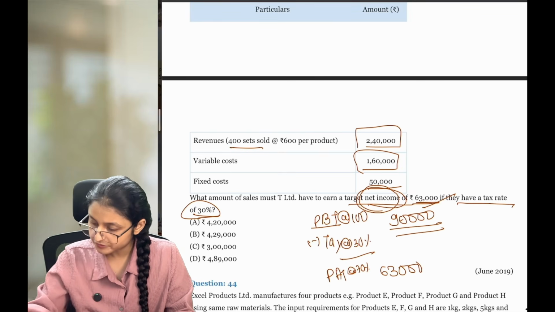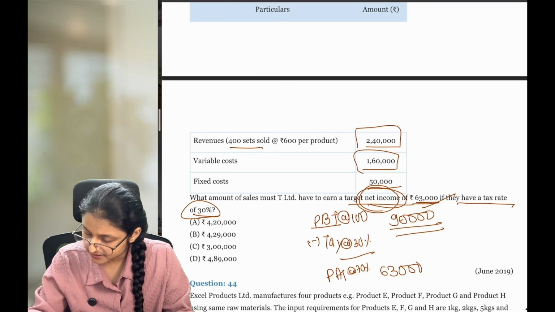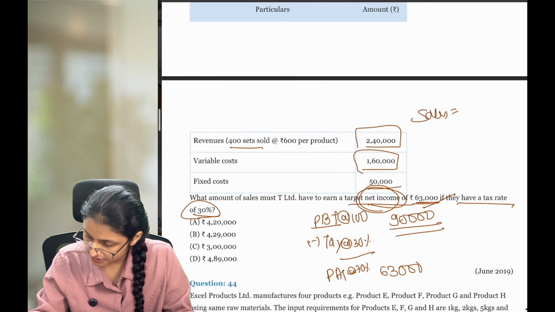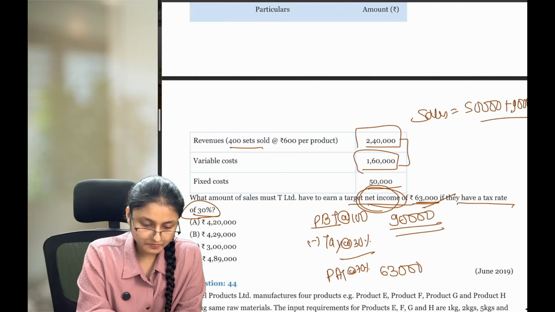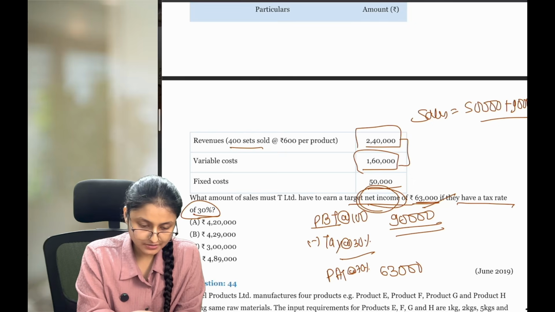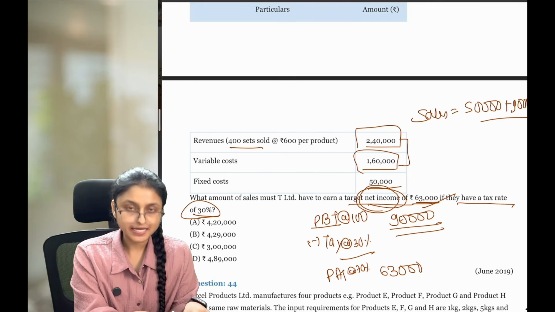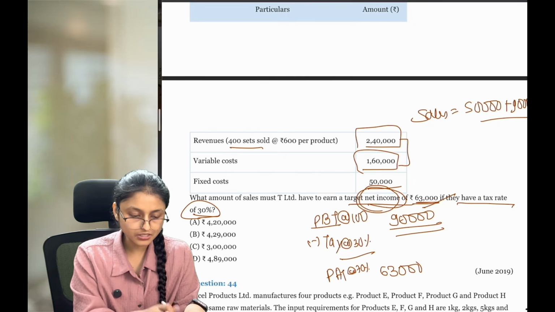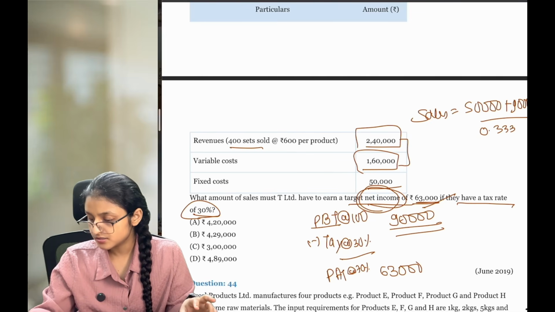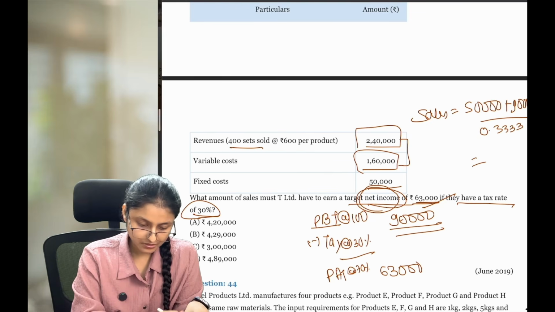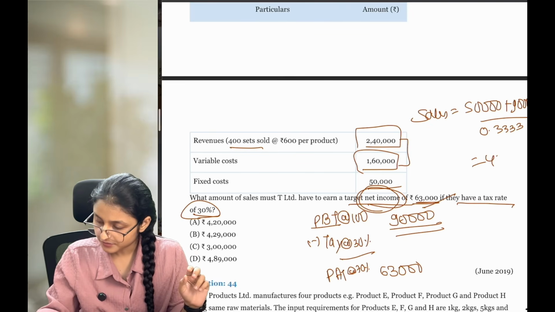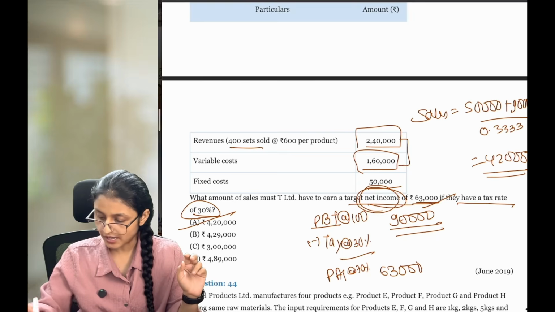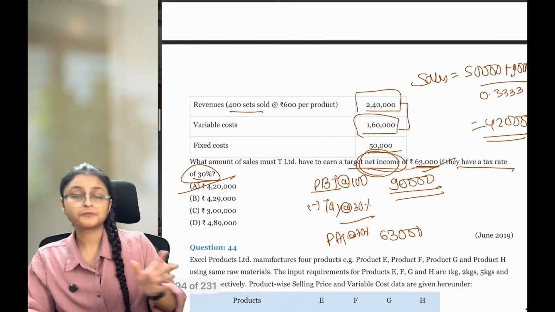This is the profit which we want to earn and we have to calculate the sales for the same. So fixed cost which is 50,000 plus target profit which is 90,000 divided by PV ratio. To calculate PV ratio, I need to reduce my sales of 2,40,000 with 1,60,000 of variable cost. I am getting contribution as 80,000 divided by sales of 2,40,000. This gives us 0.33333 as the PV ratio. So 50,000 plus 90,000 divided by 0.33333 is equal to 4,20,000. This is the sales which you have to have if you want to earn a target net income of 63,000 rupees.